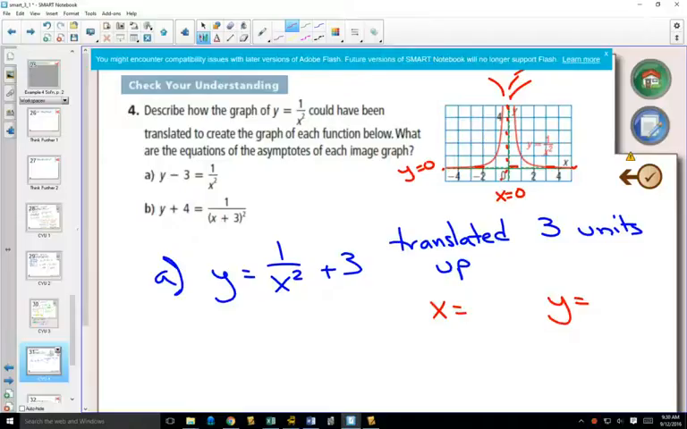Can you see that the vertical one is going to stay the same when you move it up and down? So we're still going to have x equals 0. But the horizontal asymptote, when you move it up 3, is going to change to y equals 3.